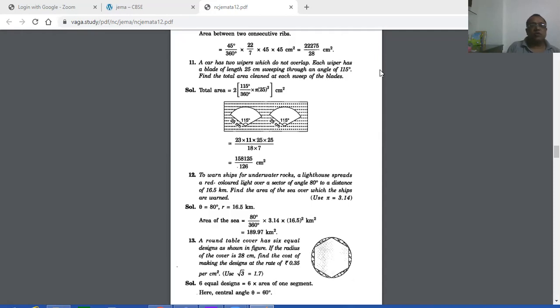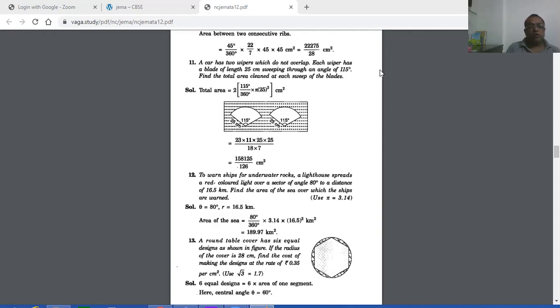So what the question says is that we are having light being spread at an angle of 80 degrees, and it is given to you that the radius is 16.5 kilometer. We have to use pi as 3.14. Find the area of the sector, use the formula pi r square theta by 360. Pi value we will use 3.14. Radius is 16.5 and 80 upon 360. And when you calculate that, we get the area of the sea over which the ships are warned will be 189.97 kilometer square.